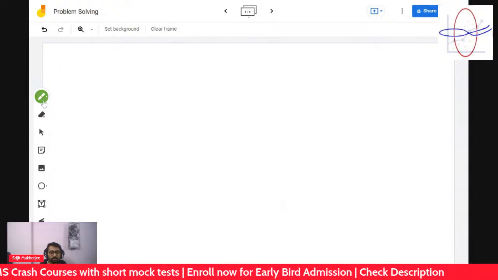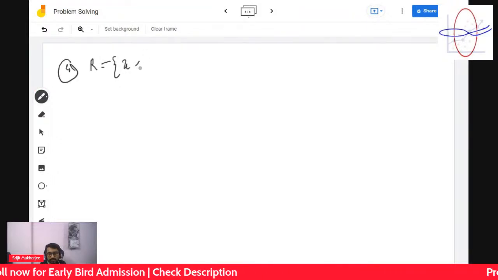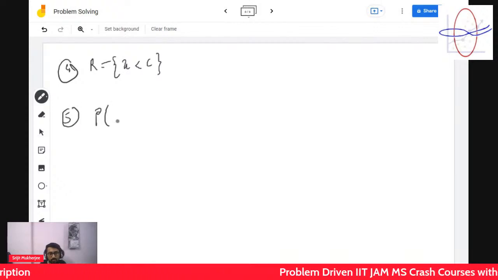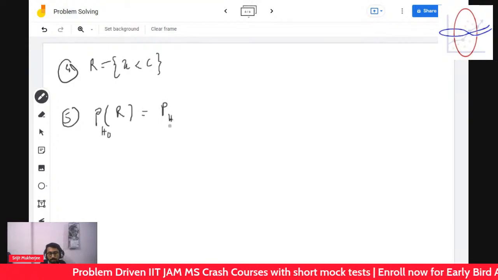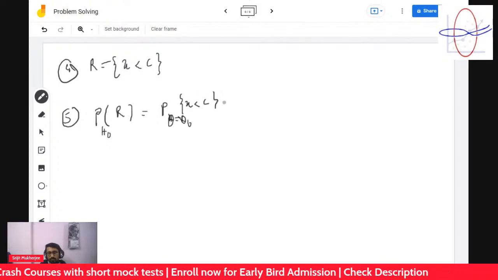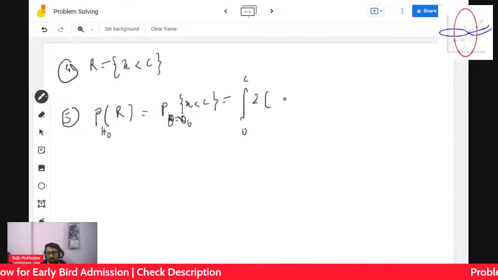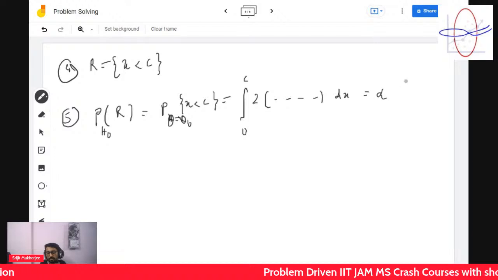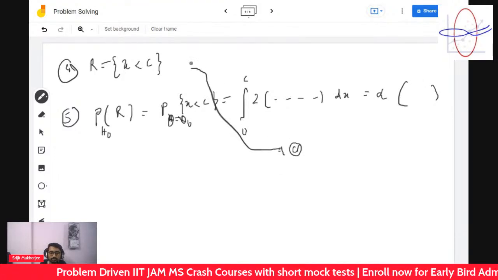So we have understood that the rejection region R is of the form x less than c. Now we have to find a level alpha. That means the probability under h naught, that is theta equal to theta naught, of the rejection region, x less than c. That means the integration from 0 to c of twice that stuff, the PDF dx, is equal to alpha. That's the level alpha test. You use it to find c, and you get the rejection region, right?